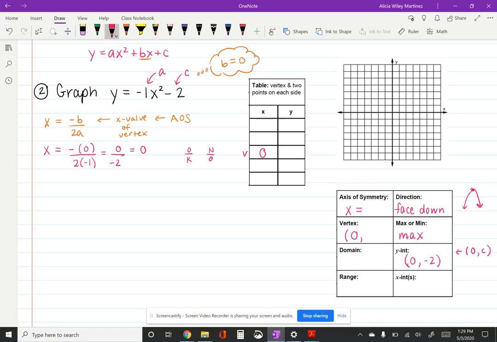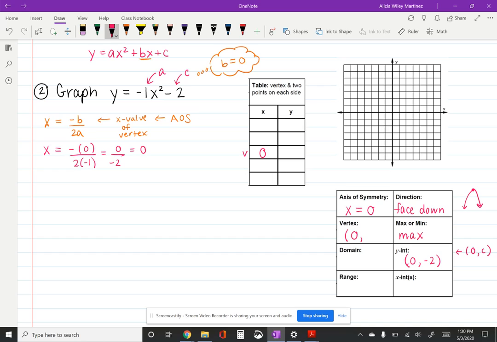So I'm going to put that here as well. And it tells me that my axis of symmetry is going to be the line x equals 0. Okay? So since we have the x value of this point, we now need to find the y value of that point. And we do that by simply plugging in 0 for x.